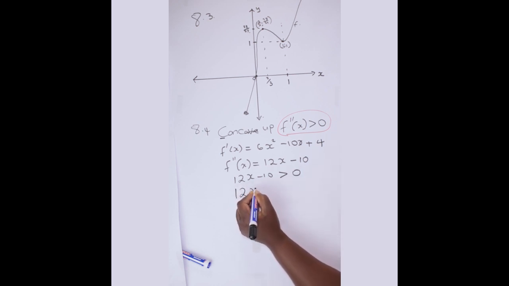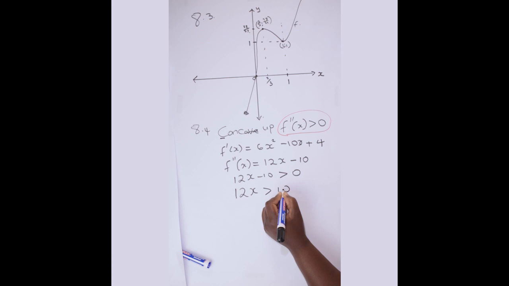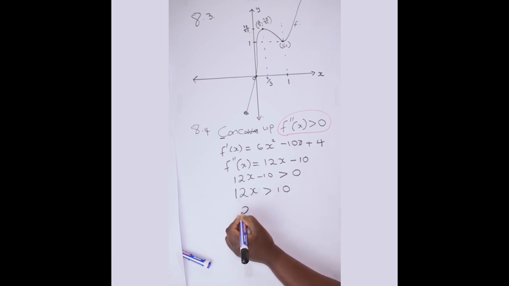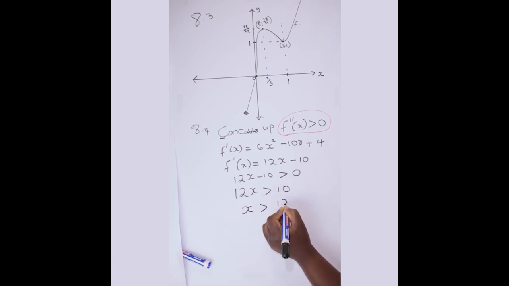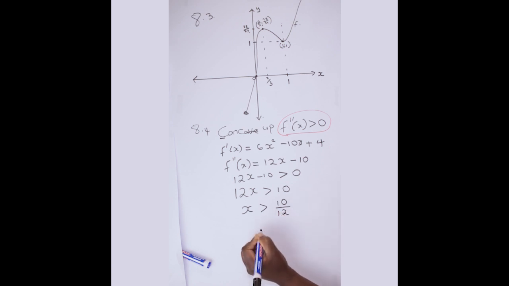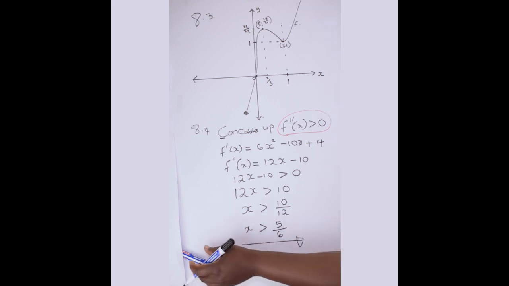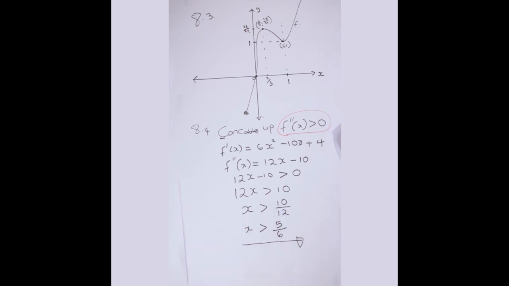So 12x is greater than 10. Divide both sides by 12. So x is greater than 10 divided by 12, which can be simplified and written as 5 divided by 6. So it means that for the values of x whereby the graph of f is concaving up, x will be greater than 5 divided by 6. And that is the end of this question. I guess this is clear.